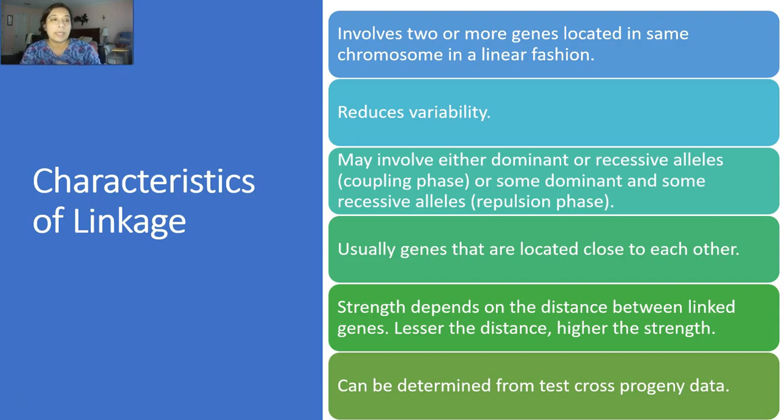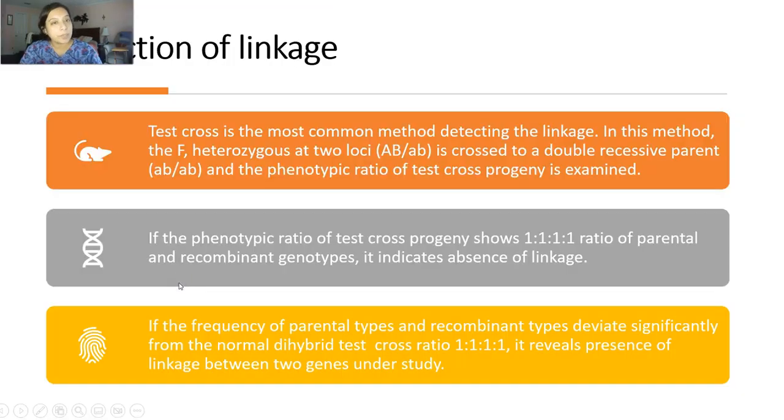Then usually genes that are located close to each other are more likely to be linked and are going to have lower recombination frequency, which is that strength. It depends on the distance between the linked genes. The closer to each other they are, the stronger the linkage, so it will have lower recombination frequency as a result. And this can be determined from doing a test cross for progeny data, like the one that we just showed you, to calculate recombination frequencies.